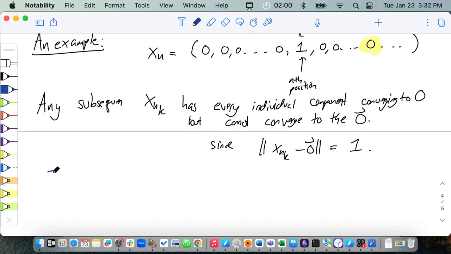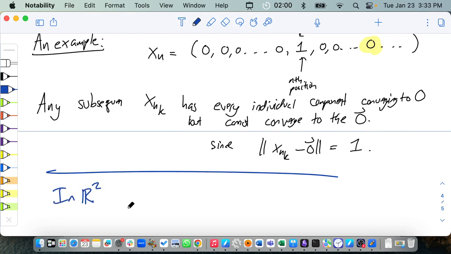Let me give an example in R2. I'm picking R2 because that's the one I can draw on the board. In R2, what does a non-compact set look like? It's a set where there is a path to get to infinity, right? So in R2, a non-compact set is an unbounded set. There's some sequence that escapes to infinity, and when you escape to infinity, no subsequence of that sequence will converge.